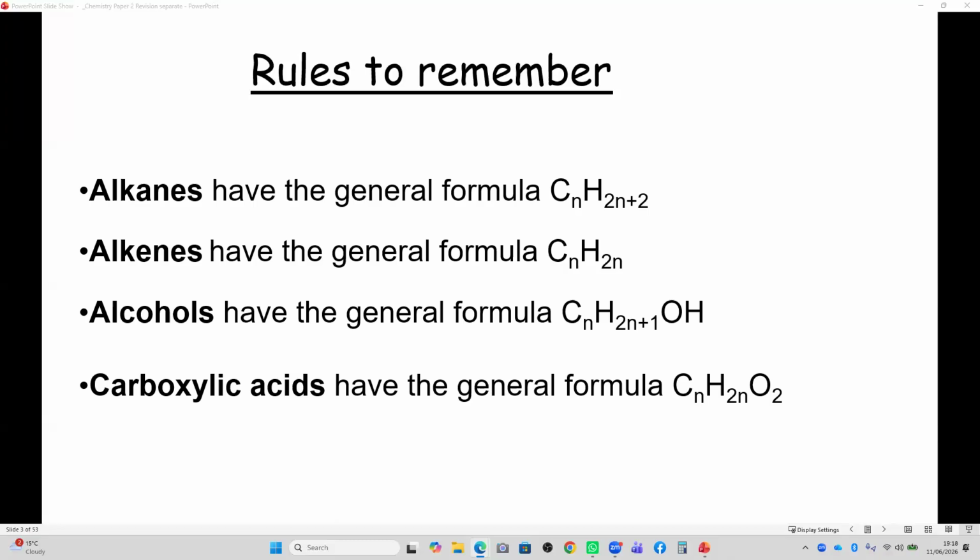In addition to that, is for your alcohols and your carboxylic acids. Now, they don't tend to ask them very much, but again, you just never know. So if you don't know them, I would hope that you're going to know the alkanes and the alkenes, but if you don't know them, I would write down the alcohol one and particularly the carboxylic acid one.